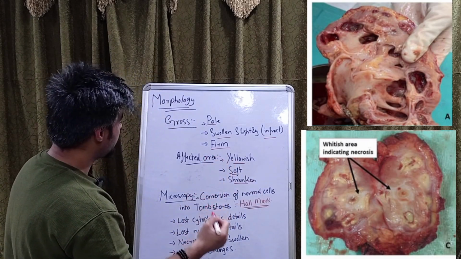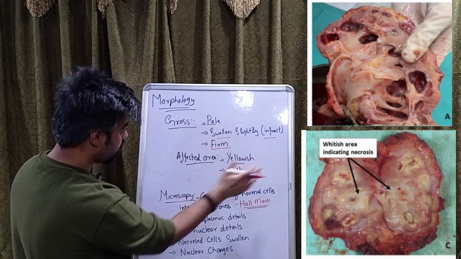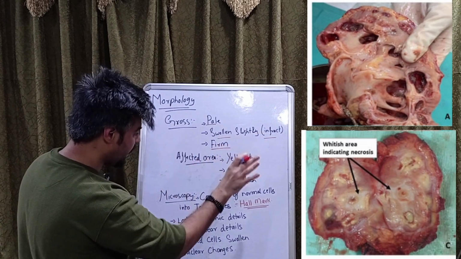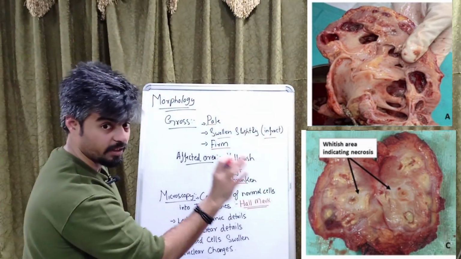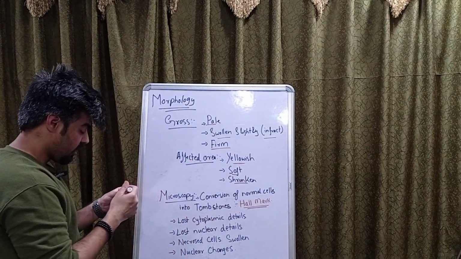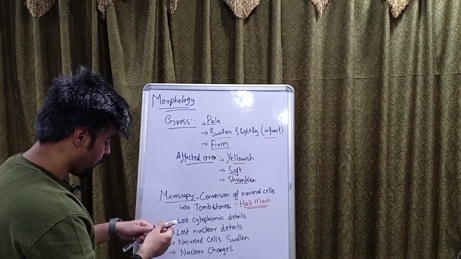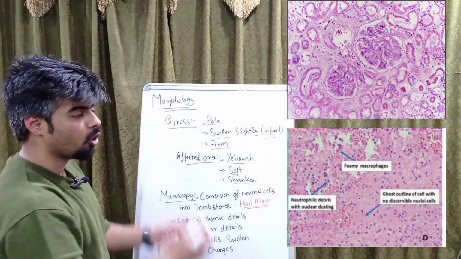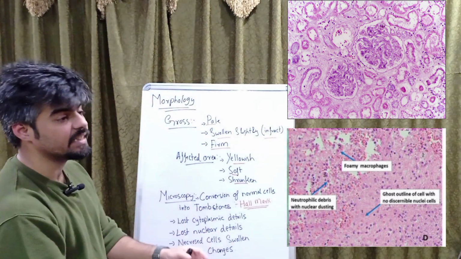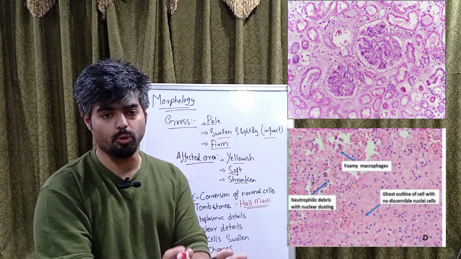So what will be the gross appearance? Overall, the gross appearance is pale, swollen, and firm. The affected area of the organ, where the infarct is, will be yellowish, soft, and shrunken. Now, coming to the microscopy, you will find conversion of normal cells into tombstones, and that is one of the biggest hallmarks of coagulative necrosis.